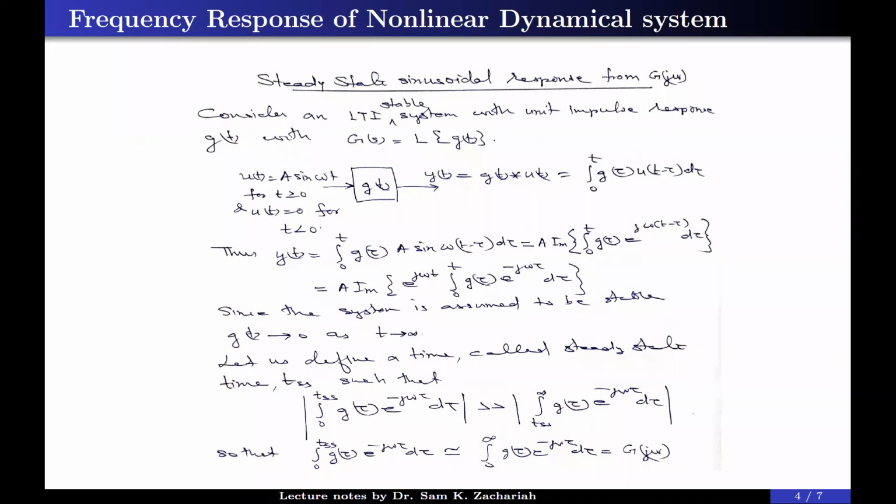So you can make this assumption: the integral from 0 to T_SS of g(tau) e raised to minus j omega tau d tau is almost equal to the integral from 0 to infinity of g(tau) e raised to minus j omega tau d tau, which is equal to G(j omega). You know the expression for the Laplace transform. The Laplace transform is the integral from 0 to infinity of g(t) e raised to minus st dt. Now, t is replaced throughout by tau, and s is replaced by j omega. So you will get G(j omega).